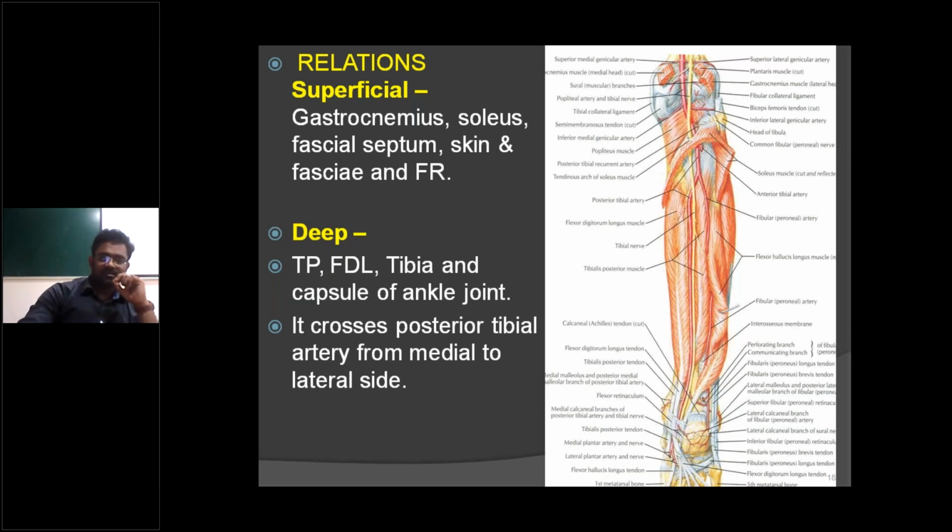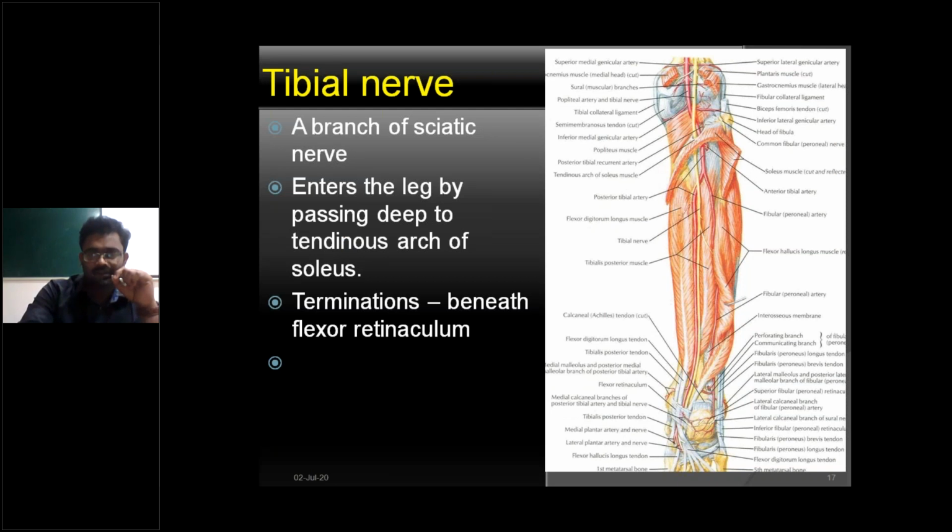Next one, what are the relations of the tibial nerve? Superficially: gastrocnemius, soleus and fascial septum, skin and fascia, and flexor retinaculum. These are the superficial relations of the tibial nerve. Deep relations are tibialis posterior, flexor digitorum longus, tibia, capsule of knee joint, and capsule of ankle joint. It crosses the posterior tibial artery from medial to lateral side.